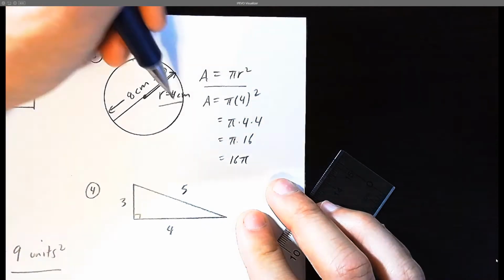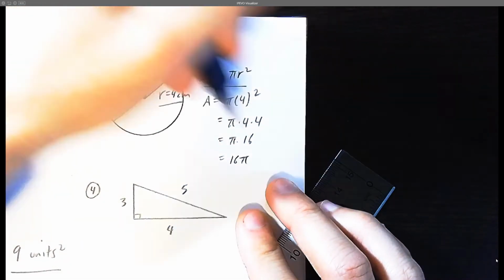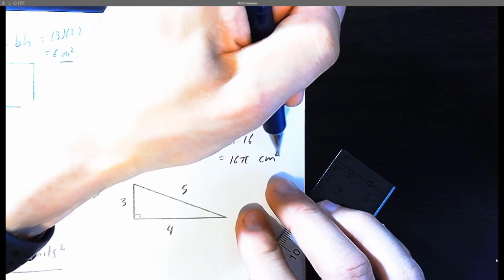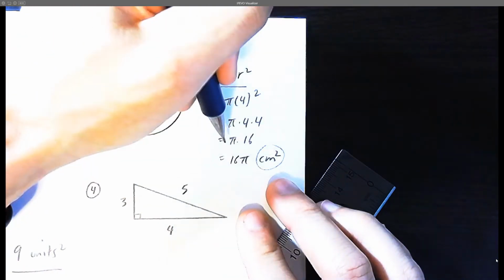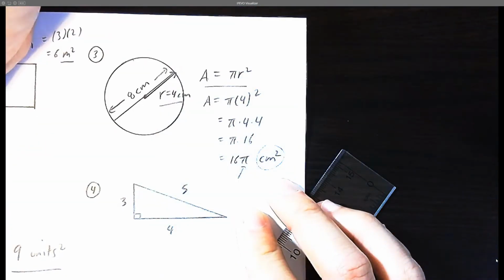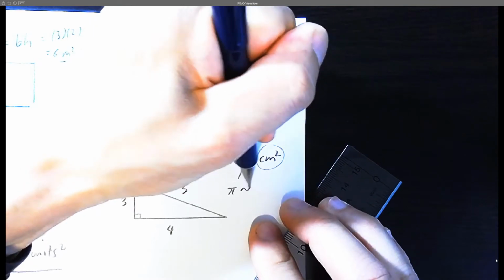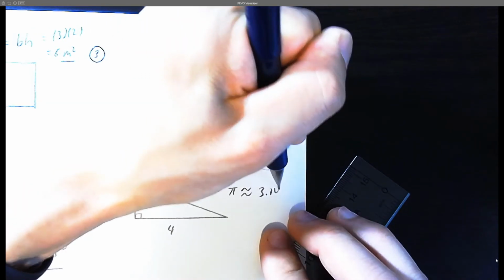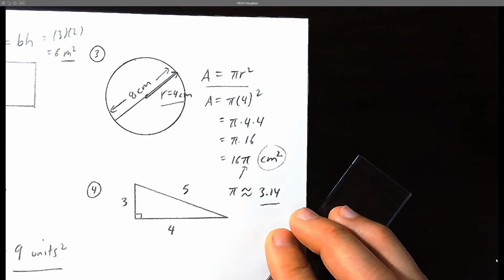And of course, we're talking about area. The unit we're dealing with is centimeters, so we say centimeters squared. Remember, area is centimeters squared. Pi is just a constant. Pi is approximately 3.14. It's just a number.